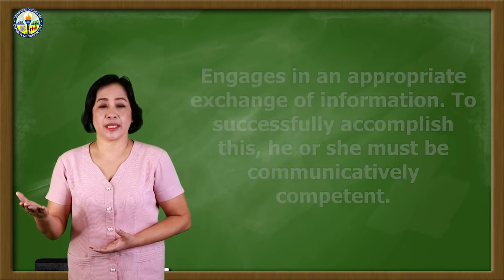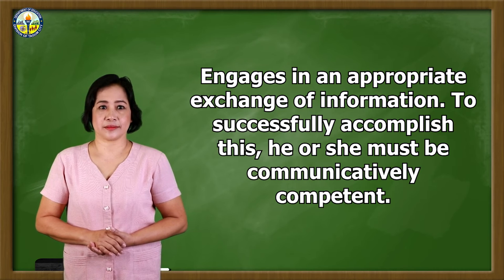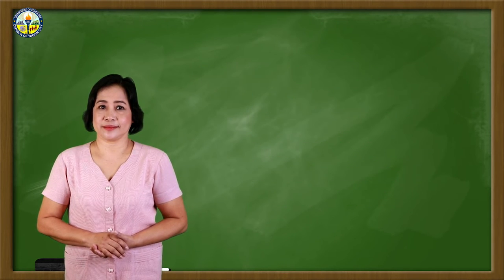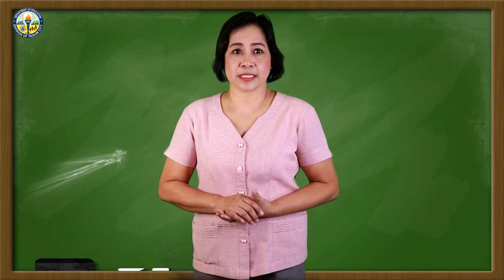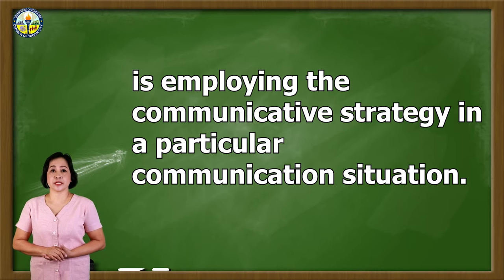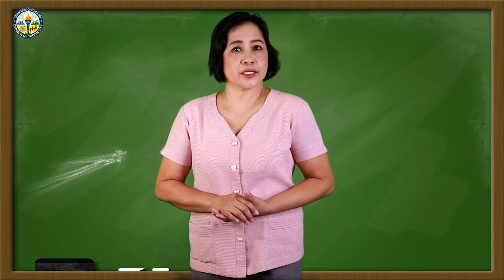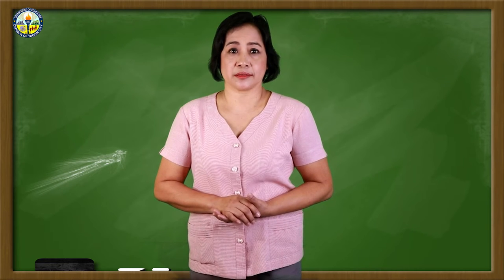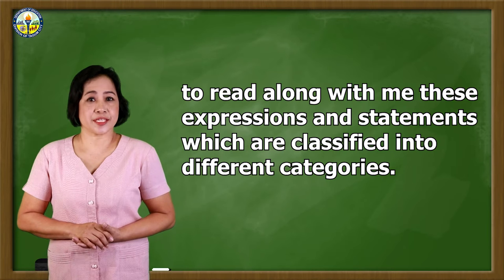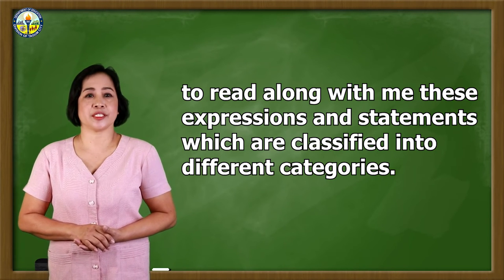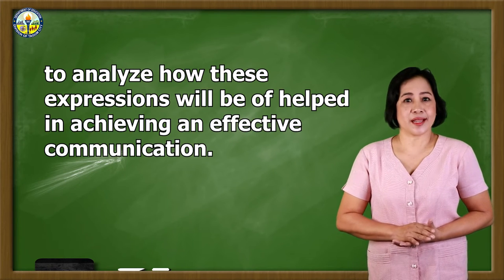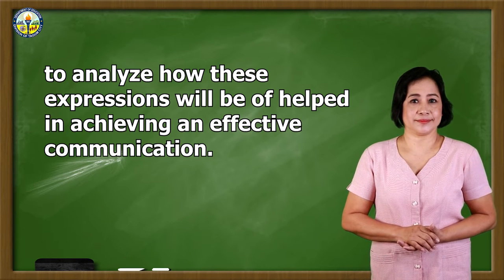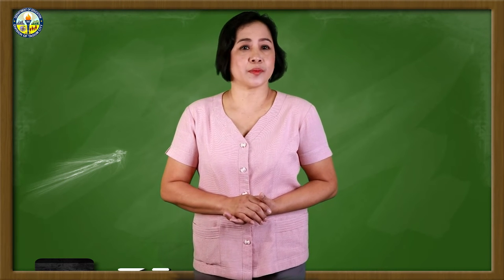An effective communicator engages in an appropriate exchange of information. To successfully accomplish this, he or she must be communicatively competent. One way of achieving communicative competence is employing the communicative strategy in a particular communication situation. To get a clear view, let us explore the different expressions which will denote a certain communicative strategy. I want you to read along with me these expressions and statements which are classified into different categories, and I want you to analyze how these expressions will be of help in achieving an effective communication. Now, observe the following types of communication strategies.